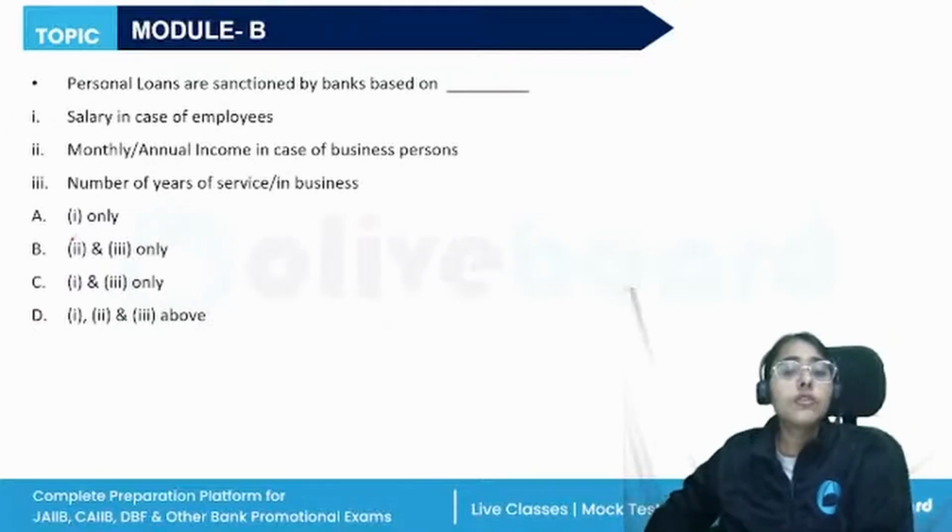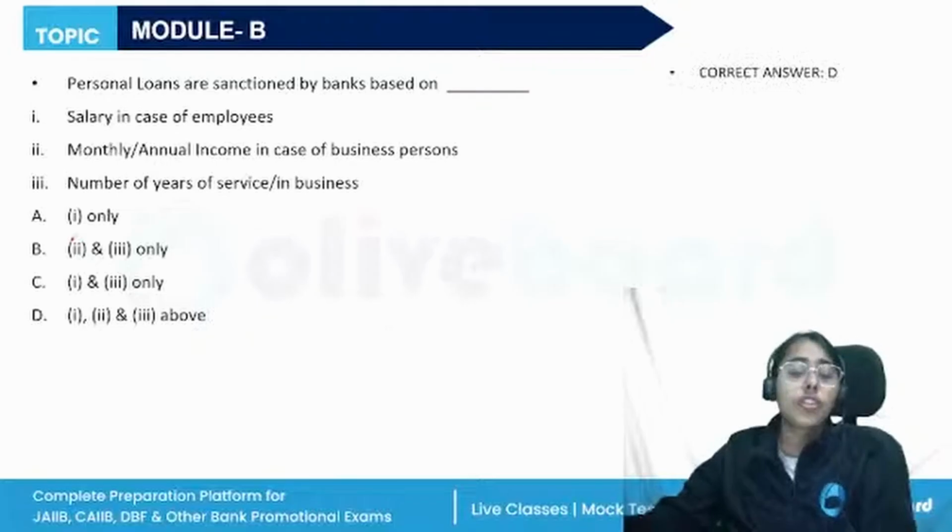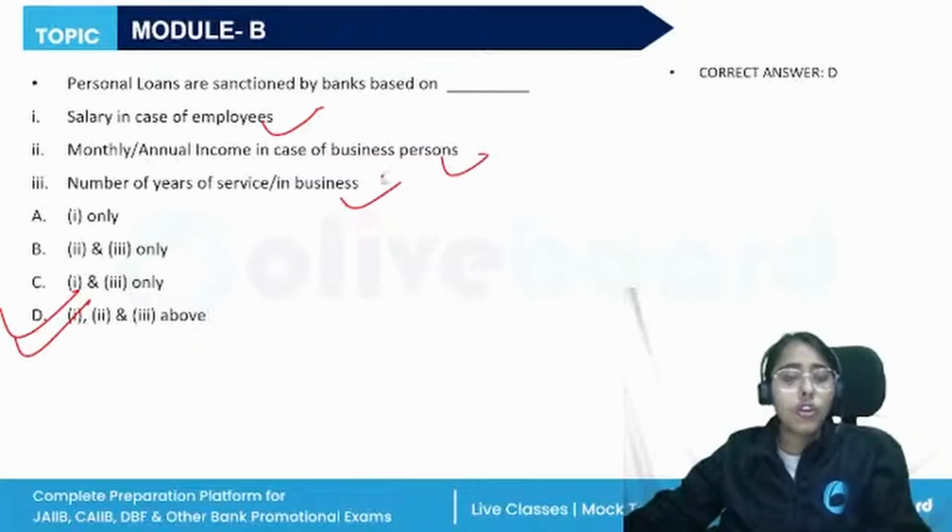Then personal loans are sanctioned by the banks. Personal loans can be for, let's say, any medical expenses or for marriage, or if it's a doctor and they want to open a new clinic, or a lawyer wants to set up an office, anything. So in the case of salary, in the case of employees, monthly or annual income, in case of the business partners, the number of years of service or in business. So option D. Personal loans will be given on the basis of all of these eligibility norms.